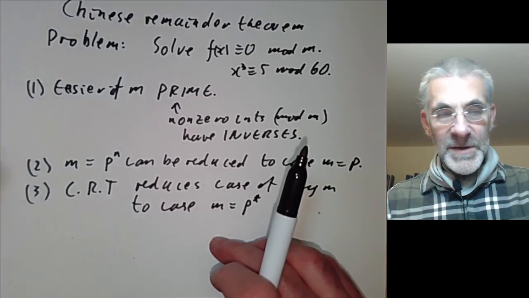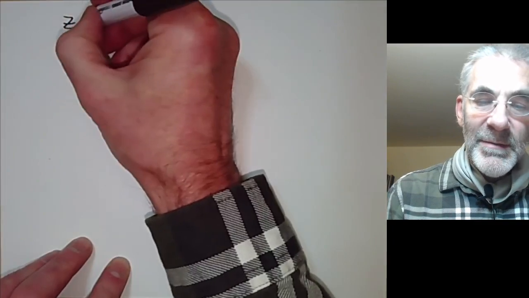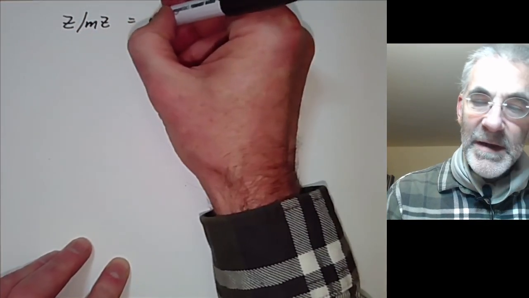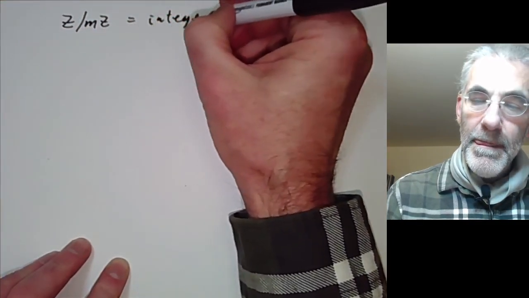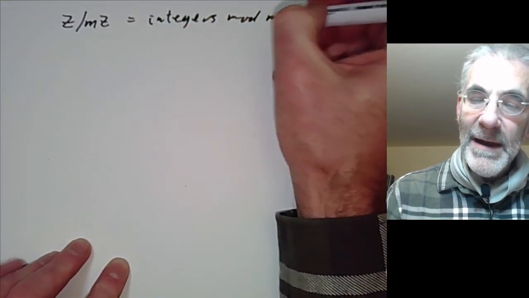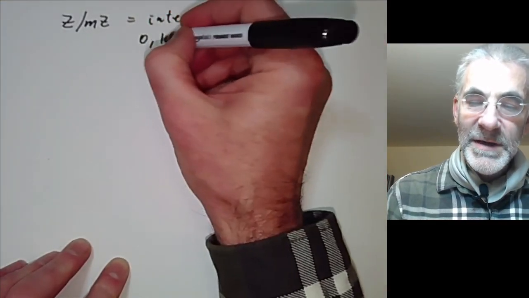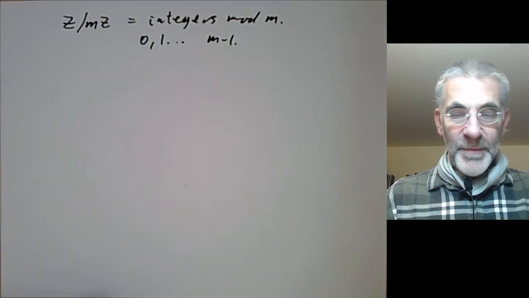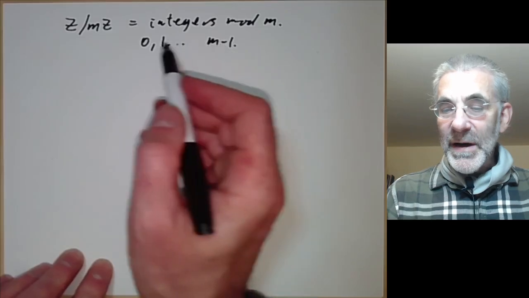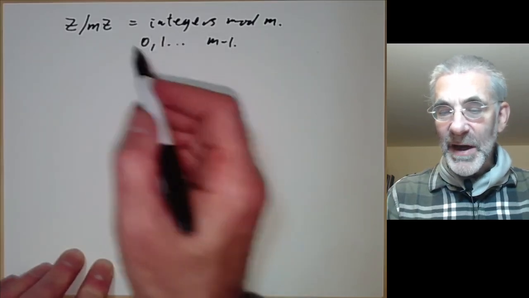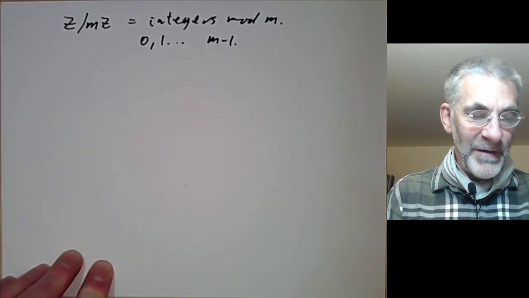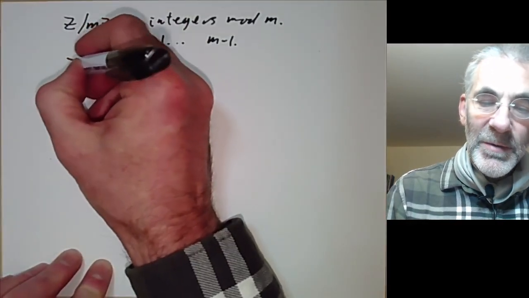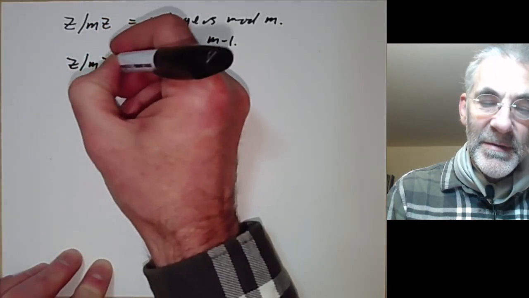Before going on, I just want to introduce some standard notation. So we generally write Z modulo mZ for the integers modulo m. So it would be the integers represented by 0, 1 up to m minus 1. And this is a ring, meaning you can do addition and multiplication on these, and it satisfies many of the usual properties.